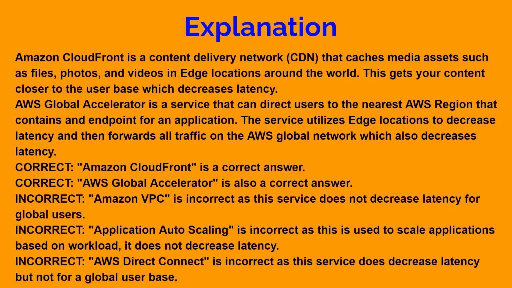Correct. Amazon CloudFront is a correct answer. Correct. AWS Global Accelerator is also a correct answer. Incorrect. Amazon VPC is incorrect, as this service does not decrease latency for global users. Incorrect. Application Auto Scaling is incorrect, as this is used to scale applications based on workload. It does not decrease latency. Incorrect. AWS Direct Connect is incorrect, as this service does decrease latency but not for a global user base.